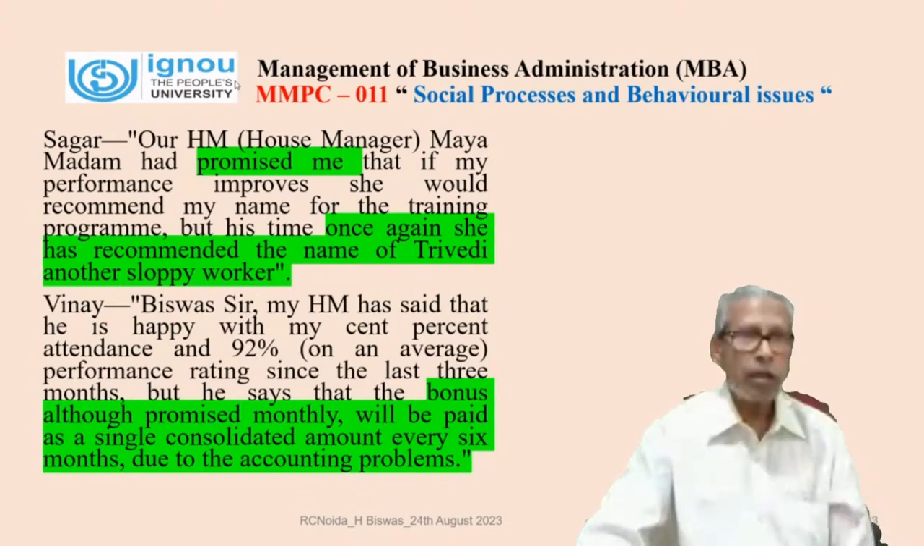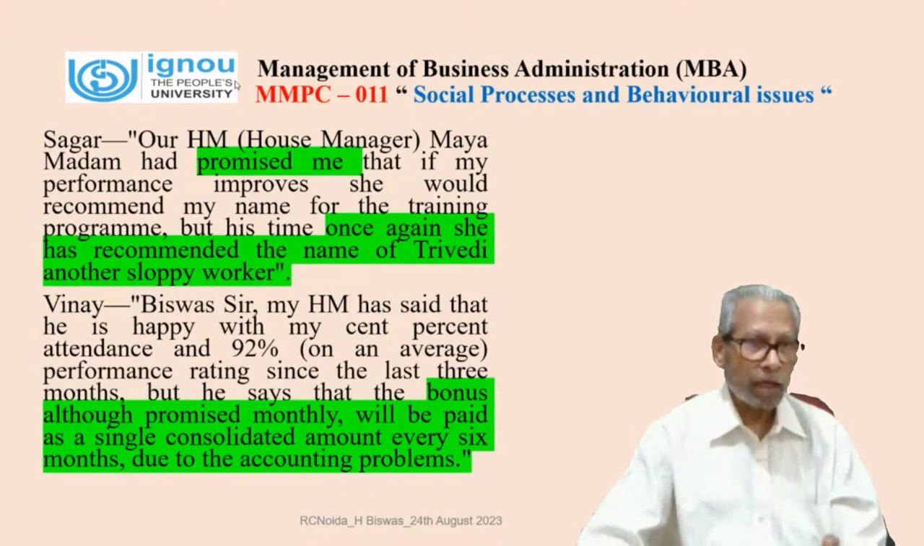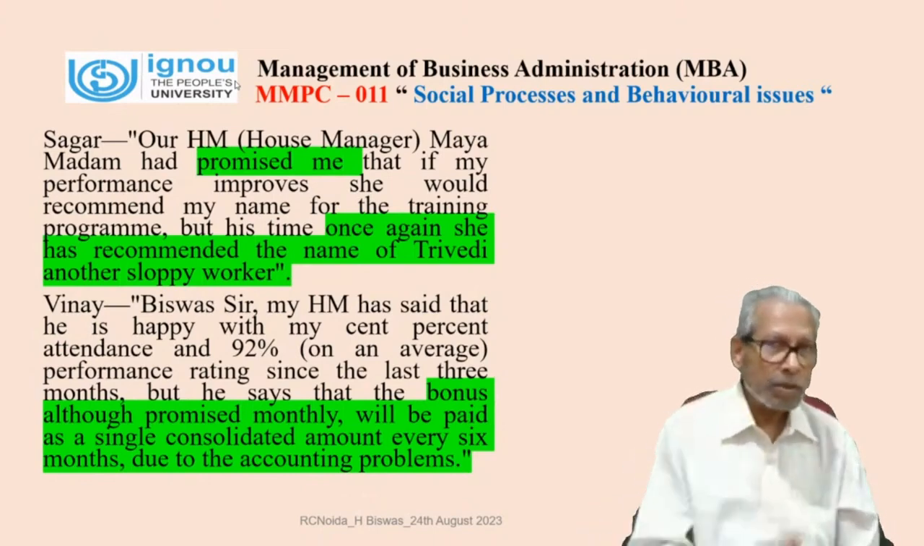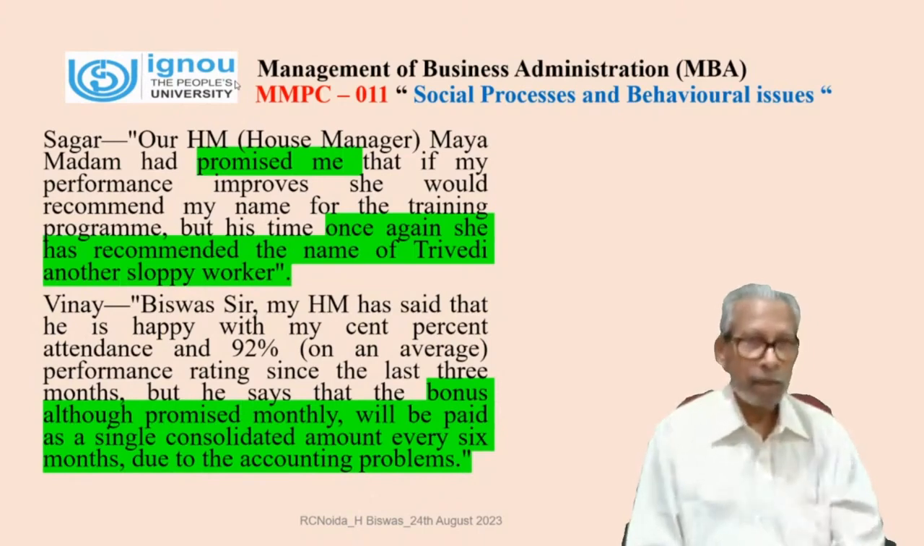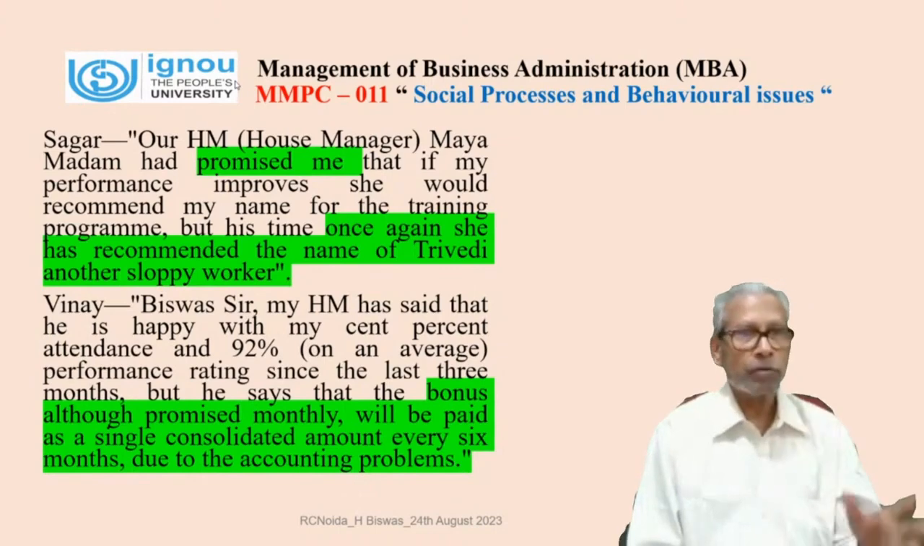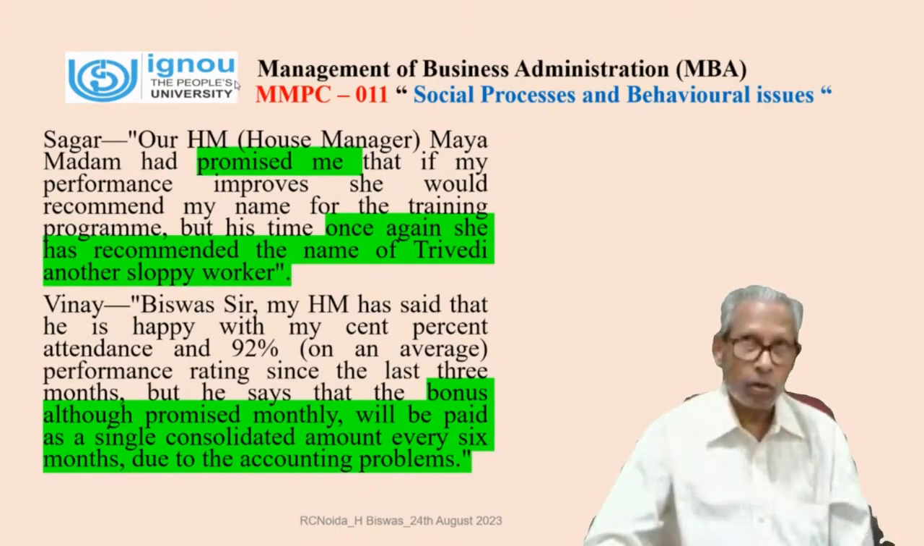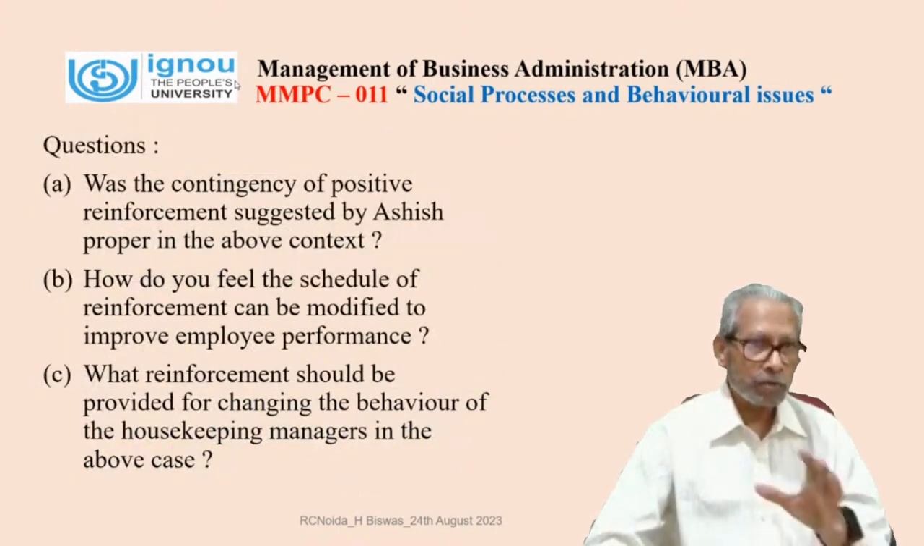So both the housekeeping staff, Vinay and Sagar, are discussing. Sagar is saying that Maya madam promised me that if my performance improved, she would recommend my name for training. But what happened? Once again, she has recommended the name of Trivedi, another servant. So something is going wrong. This is not correct. So now the question is, what is the contingency of the positive reinforcement?